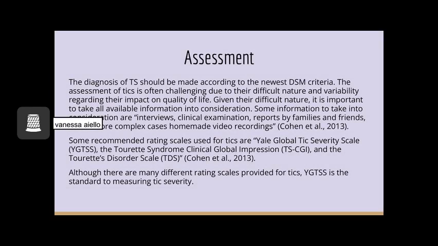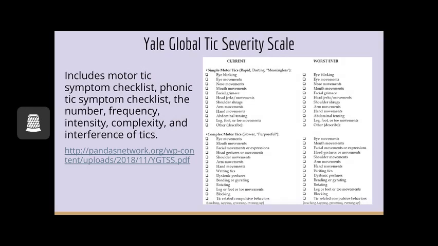Assessing the tics associated with Tourette syndrome can be challenging due to their difficult nature. It is important to take interviews, clinical examination, and reports by families and friends into consideration. The Yale Global Tic Severity Scale is the standard for measuring tic severity. We have included a small portion of the scale. If you are interested in the entire scale, there is a link provided.